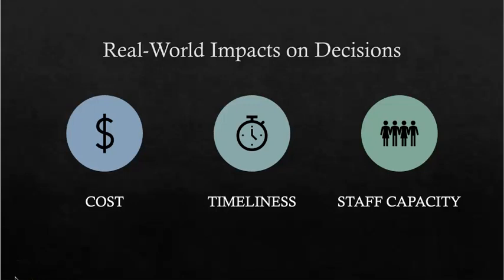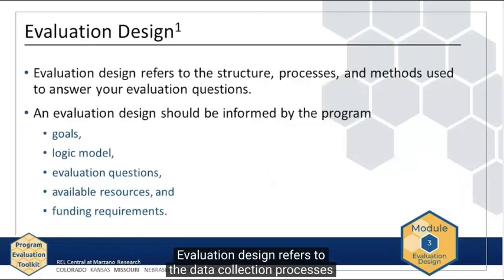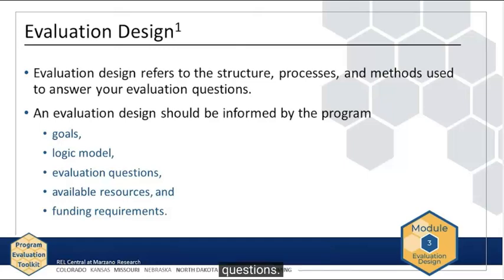In this first video segment from IES, they will describe 4 different design categories: descriptive, correlational, quasi-experimental, and randomized control trial. At the end of this segment, there will also be a discussion on the use of multiple approaches. Evaluation design refers to the data collection processes and analytic methods used to answer your evaluation questions.